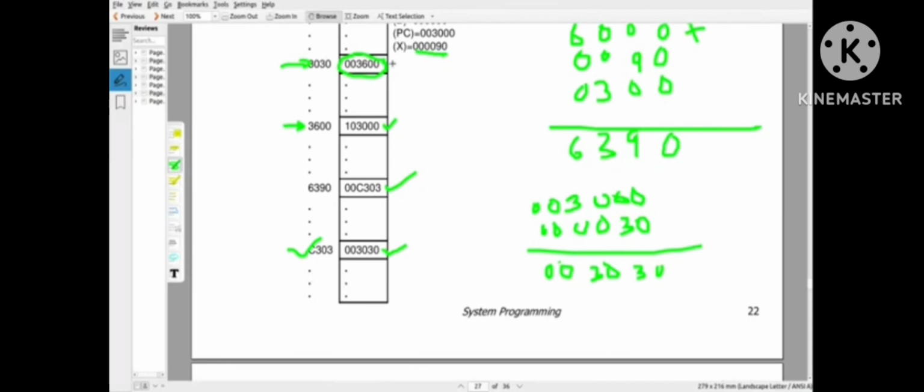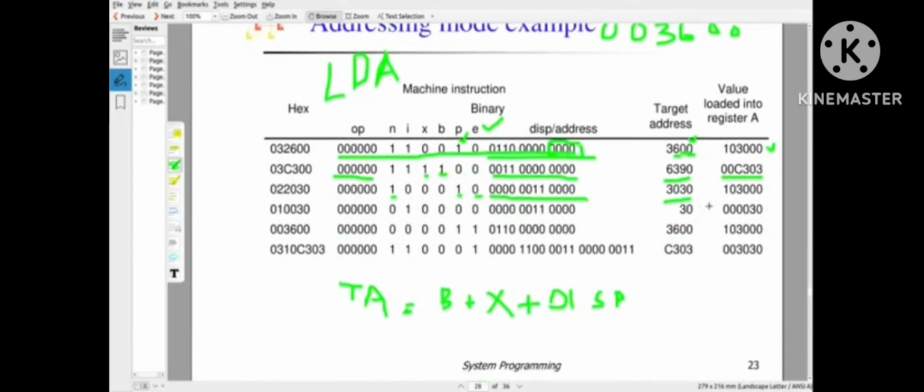It is indirect addressing mode. So we need to refer to the value in the location 3600. So this is why it is called indirect addressing mode. So our target address is 3030. The target location contains the value 3600. Then read that value, and that would be our exact target address, and point to another location, and that location contains the value 103,000. So you can see here that is the value loaded into the accumulator. So that is why we call it an indirect addressing mode.